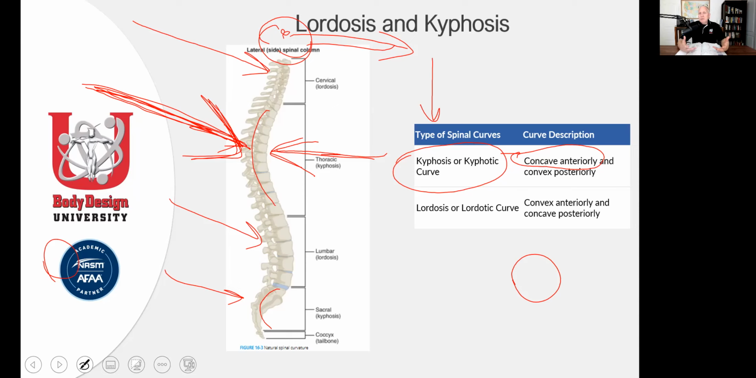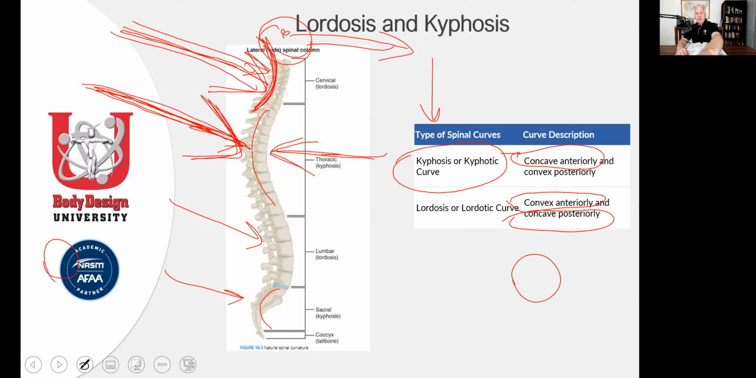So what do we choose then? Well, obviously, by convention, we use the terms to describe the posterior to anterior view. I hope that makes sense. So a posterior to anterior view of the cervical spine shows what? Concavity. And that's what we're saying here: concave posteriorly, convex anteriorly.